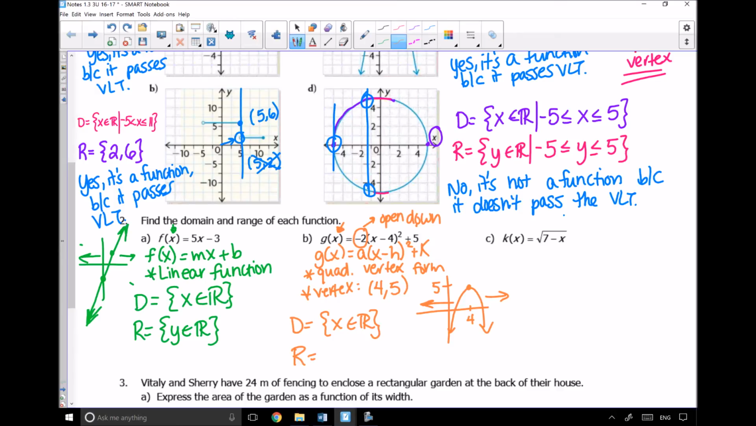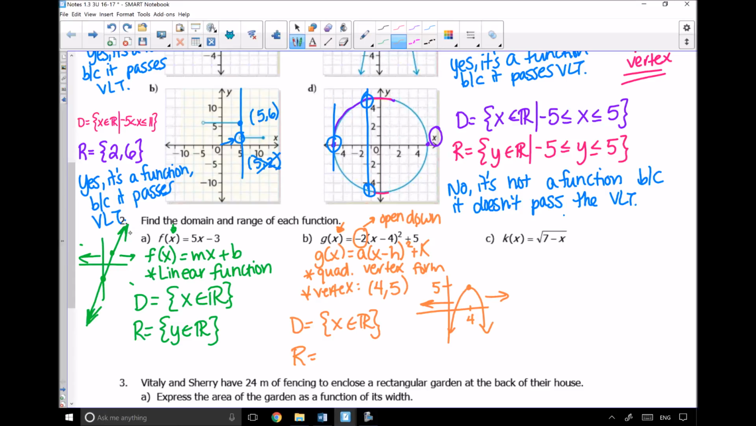So the range is going to be different than the domain. For the domain, x could be any value because it goes on forever in both directions horizontally right here. But the range is all your y values, so how far down it goes and how far up it goes. So it's very similar to question C that we did up here.